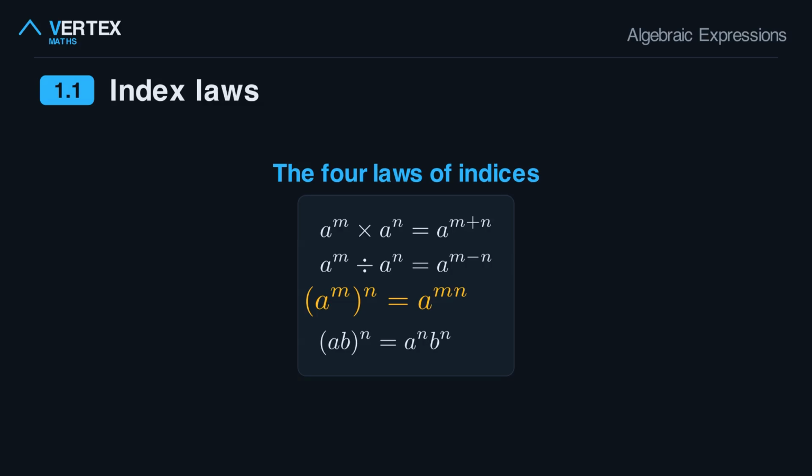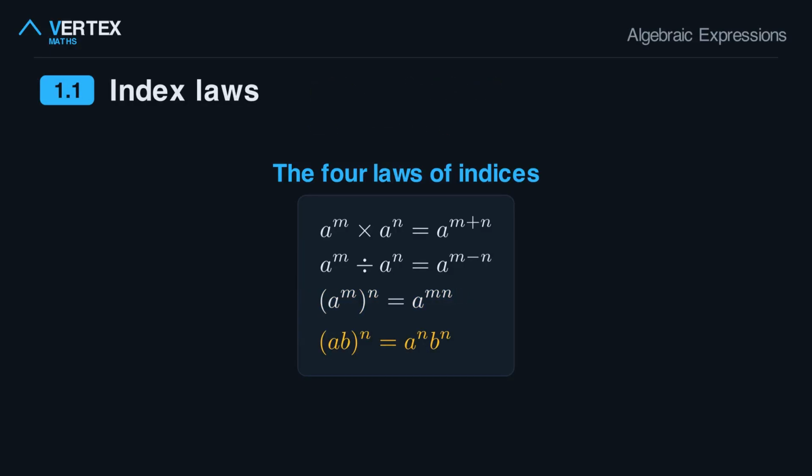Law 3 handles a power raised to another power. A bracket with an index inside and another index outside. Multiply the two indices together. A squared, all cubed, means a squared times itself 3 times. Using law 1, 2 plus 2 plus 2 is 6, and 2 times 3 is also 6. Law 3 gets there in one step.